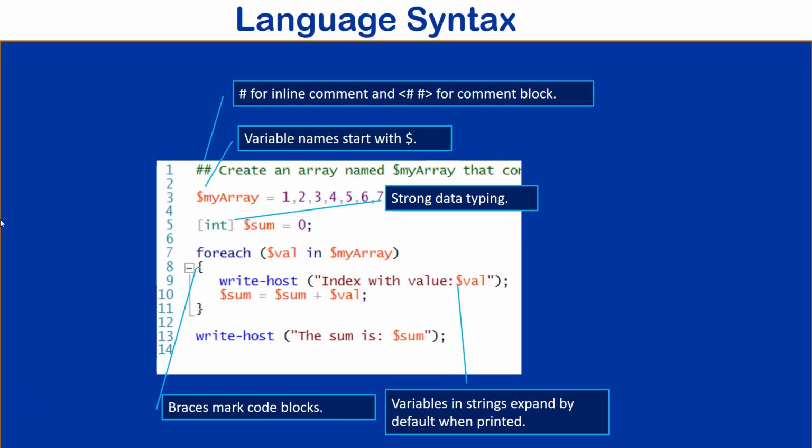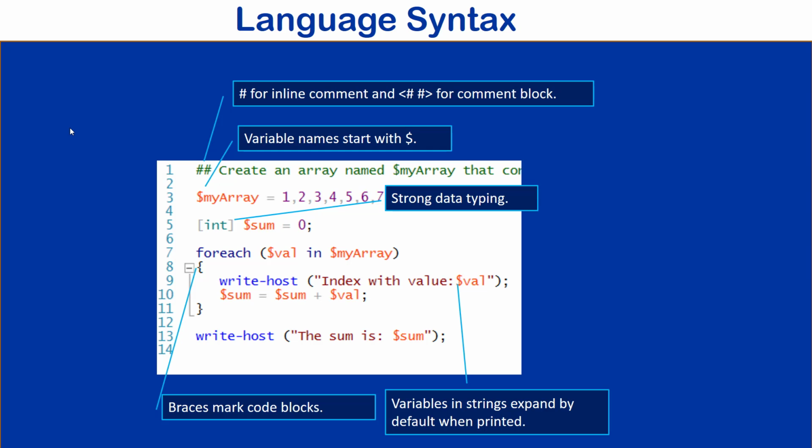All right, so summarizing what we just talked about, notice the pound or hashtag is an inline comment. A first character of a dollar sign is the variable name. So dollar signs are how we name variables. We can strongly type or not type data. So PowerShell is optionally strongly typed. We use braces to mark blocks of code, much like C# or Java.